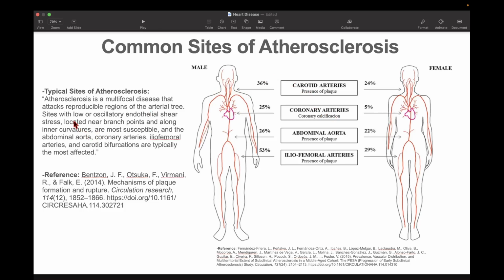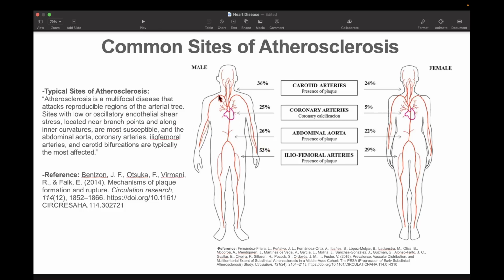So we have a quote here. This quote says, "Atherosclerosis is a multifocal disease that attacks reproducible regions of the arterial tree. Sites with low or oscillatory endothelial shear stress located near branch points and along inner curvatures are most susceptible, and the abdominal aorta, coronary arteries, iliofemoral arteries, and carotid bifurcations are typically the most affected." So basically what they're discussing, and we're going to get into what oscillatory endothelial shear stress is, and we'll talk about why branch points and curvatures are important to the formation of that type of stress on the artery and what that stress does in terms of the formation of plaques and whatnot.